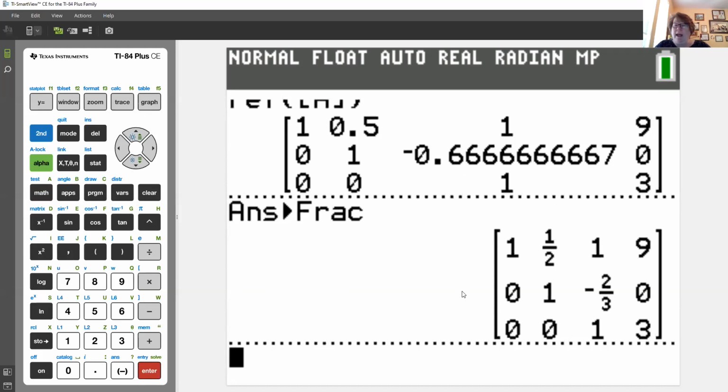First row, 1, 1/2, 1, 9. Second row, 0, 1, negative 2/3, 0, 0, 0, 1, 3. So from the third row of this matrix, when I go back and write the system of equations, I can determine z. Z is 3.